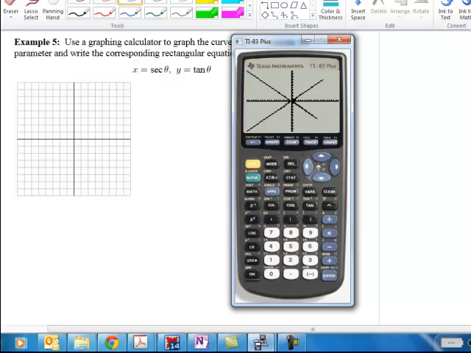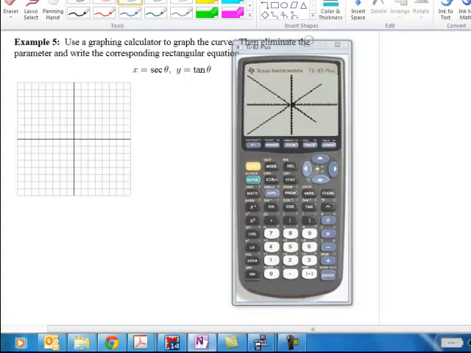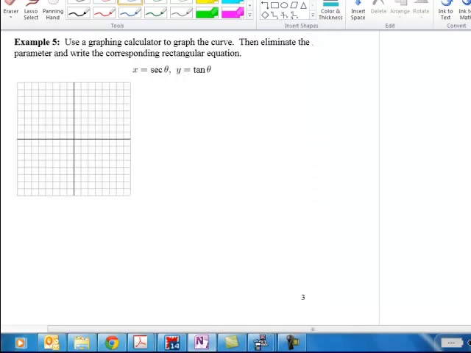This looks a little bit like a hyperbola, and it should. That's what it is. So that gives us a clue about what the equation might look like when we get rid of the parameter and get to a rectangular equation. And let's do that. Similar to the last one, in the last one we used cosine squared plus sine squared is 1.